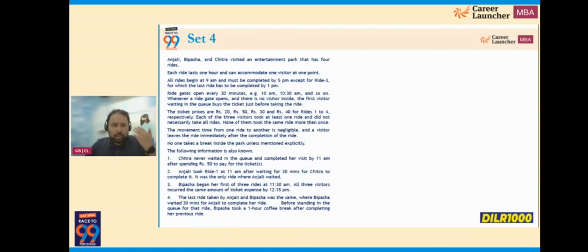Now what is going on in my mind? How am I going to represent this? There are 4 rides. Second, rides begin at 9, they end at 5, and there are 30 minutes gaps.